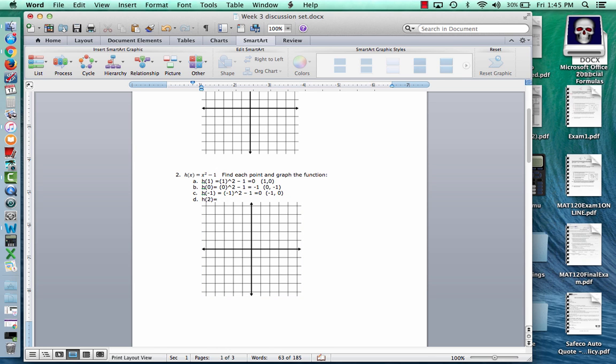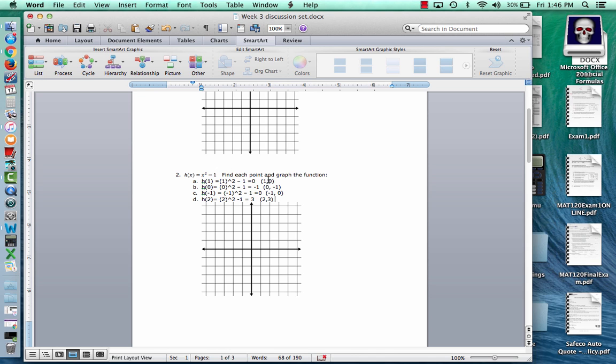And then the last one, h of 2. So we plug in 2. So 2 to the second power minus 1. 2 squared is 4. 4 minus 1 is 3. So that gives us (2, 3) as the point.